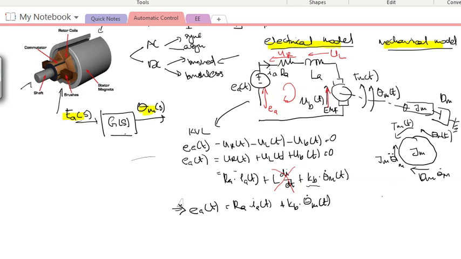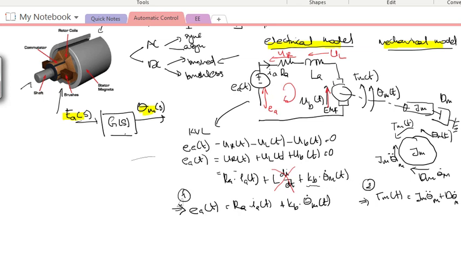So the equation you know by now is pretty easy. Tm(t) equals Jm theta double dot m plus D theta dot m, right? So this is our second equation, which is what we call the mechanical equation. So we have two equations, one electrical and one mechanical. Let's say I'm calling this equation number one, and this mechanical one equation number two.